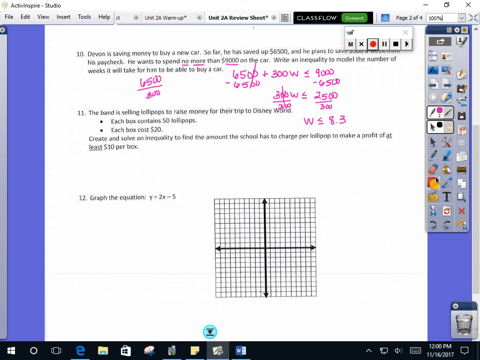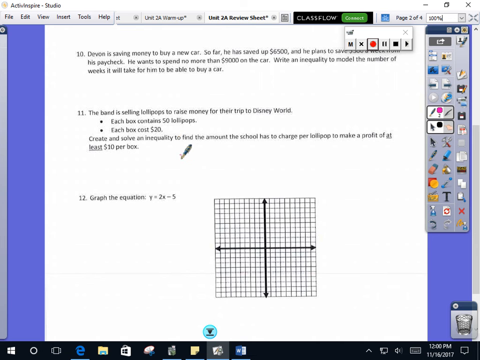Each box contains 50 lollipops, and the box costs 20. So for us to buy the box, it's going to cost us 20. Then you can turn around and sell those 50 lollipops for however much you want to sell them for. Okay, but we want to create and solve an inequality to find the amount the school has to charge per lollipop to make a profit of at least $10 per box.